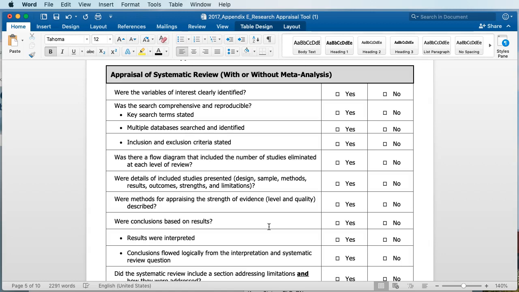So pretty typically there's a flow diagram that says, I found 152 studies, out of the 152, 87 didn't meet the criteria. And then basically the flow diagram helps you see how they determined which studies remained for final inclusion in the systematic review. Again, more details of the studies presented. So design, sample, methods. This is all going to be in tables.